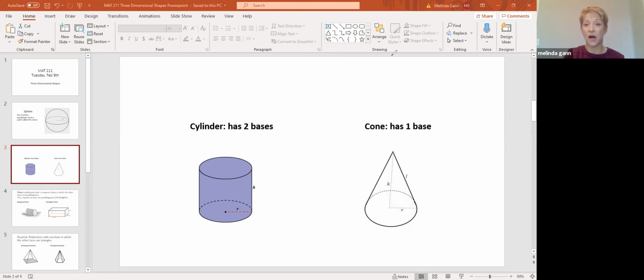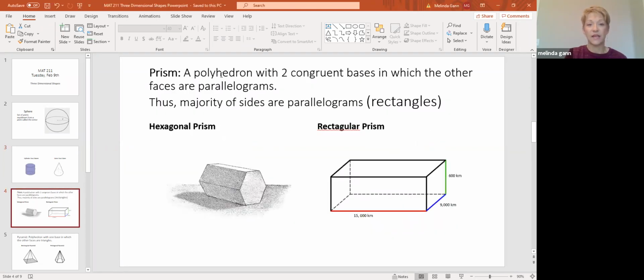Now, the two that I want to talk about that are new for you are prisms and pyramids. And so usually those are the two that people get a little bit confused on. So let me tell you some easy ways to remember. Let's talk about prisms first of all. All right, now there's a fancy word right here called polyhedron.